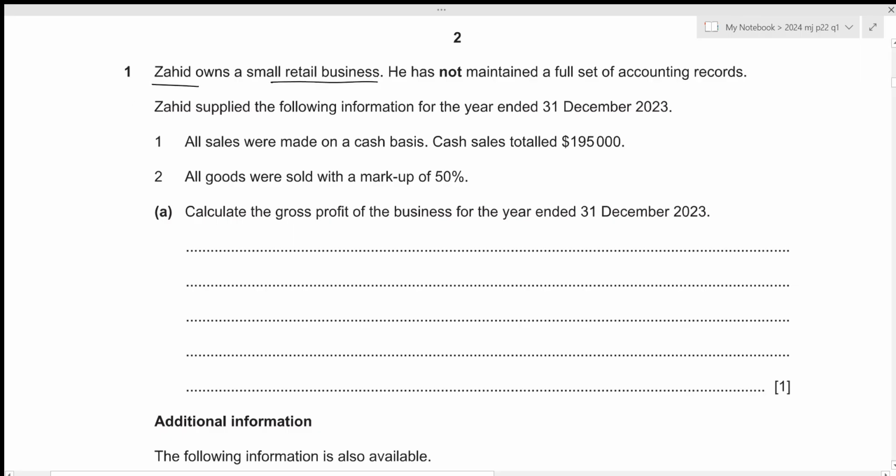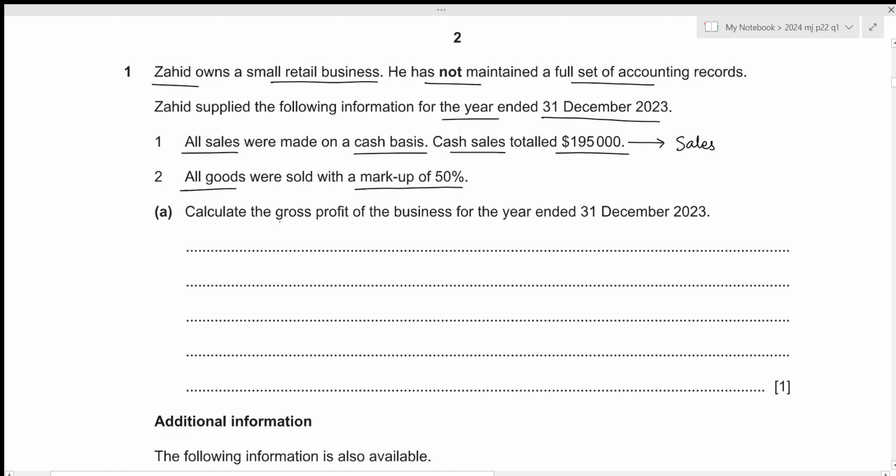Zahid owns a small retail business. He has not maintained a full set of accounting records. Zahid supplied the following information for the year ended 31st December 2023. All sales were made on a cash basis and cash sales totaled 195,000. It means that 195,000 is the total sales in this case. All goods were sold with a markup of 50%.